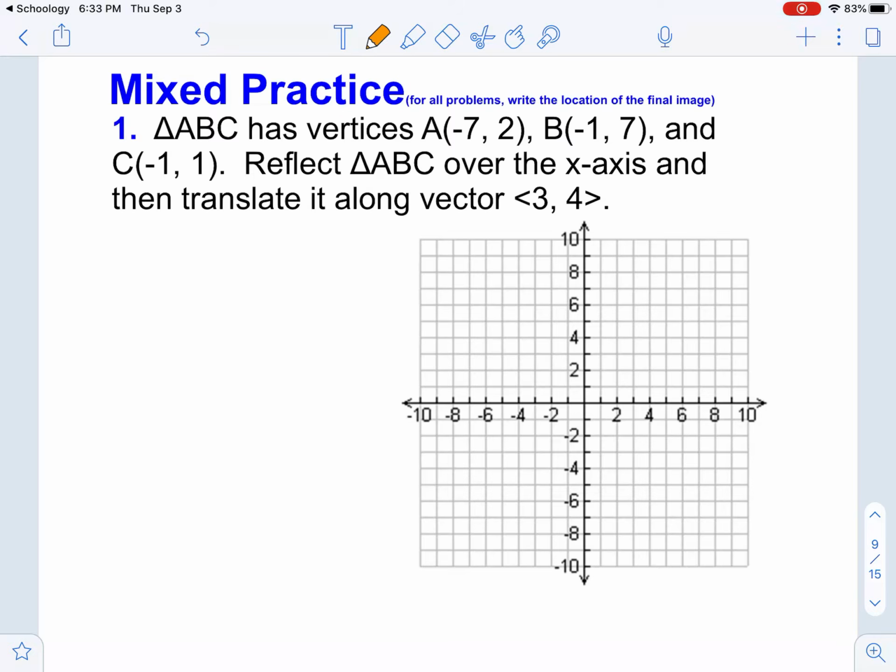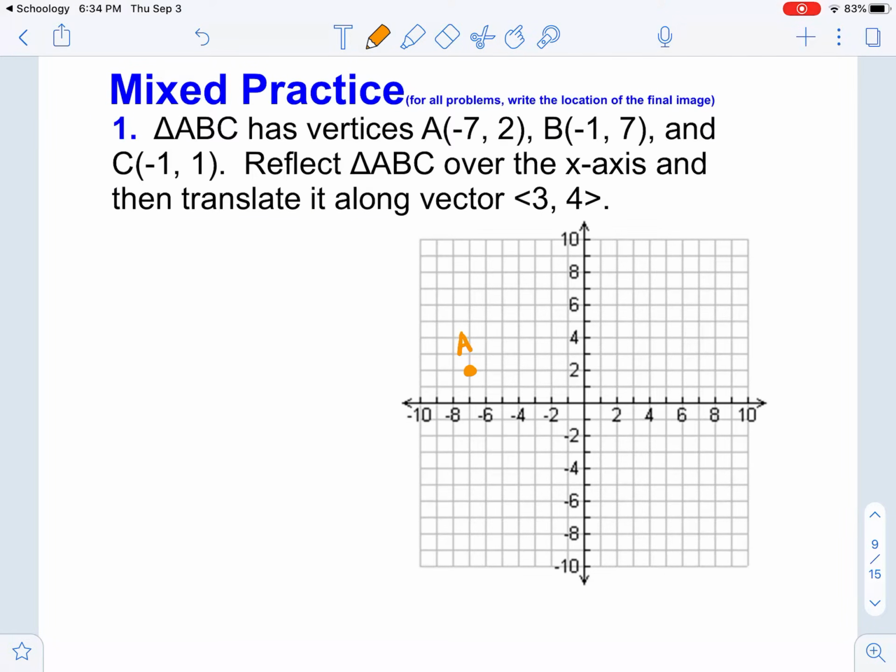Okay, the rest of this is mixed practice. It says for all problems, write the location of the final image. So make sure in this blank space right here, you have your final image points written down. Okay, so this starting with triangle ABC, and you can start by graphing those points.